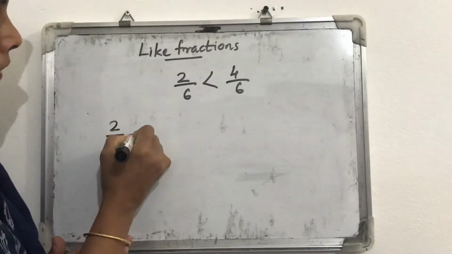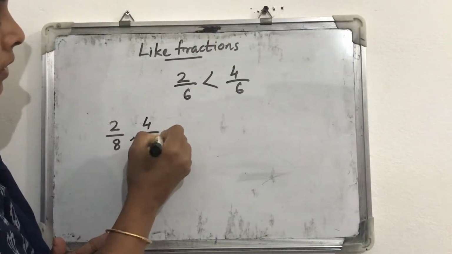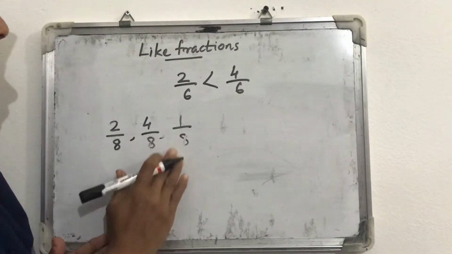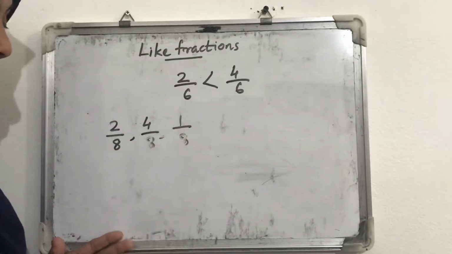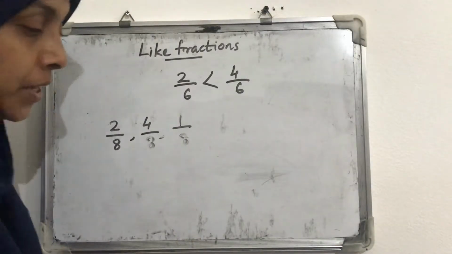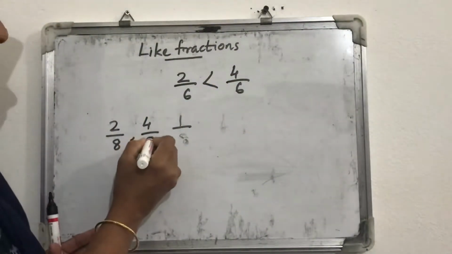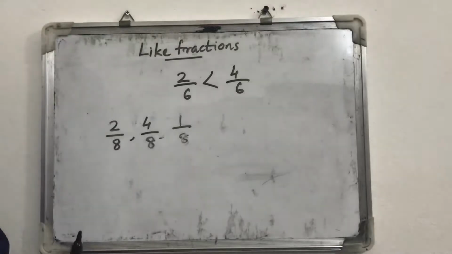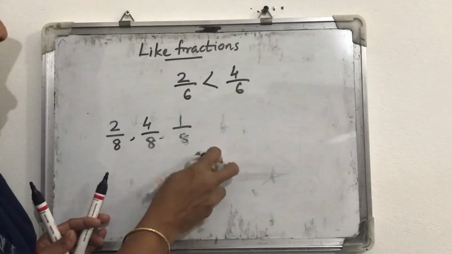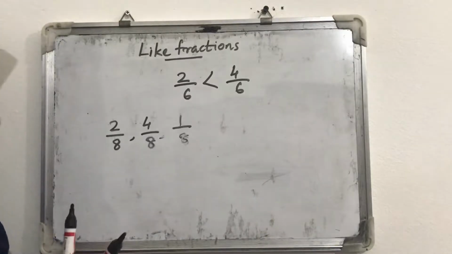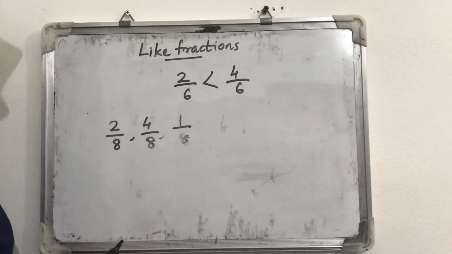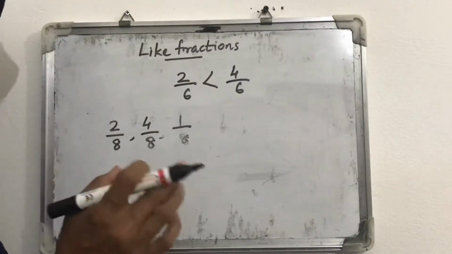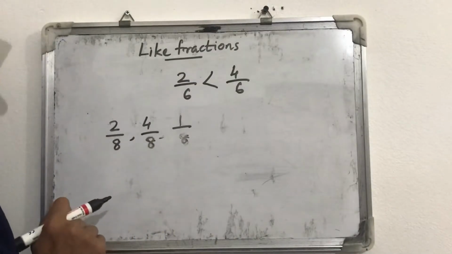Another set of like fractions we can write: 2 by 8, 4 by 8, 1 by 8. We consider these three fractions. Here all the denominators are same. The denominators are 8 in this case. So these fractions 2 by 8, 4 by 8 and 1 by 8 are called like fractions. We can call them another set of like fractions because their denominators are same.